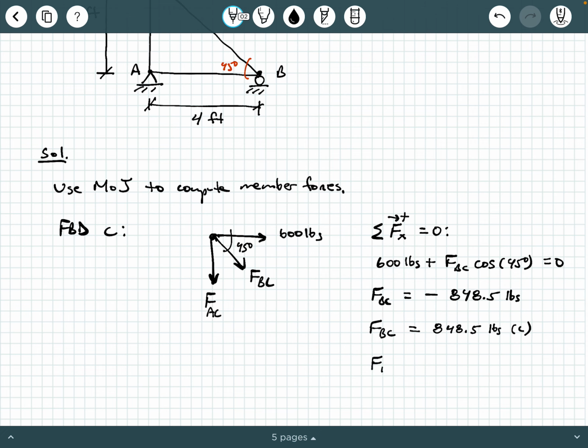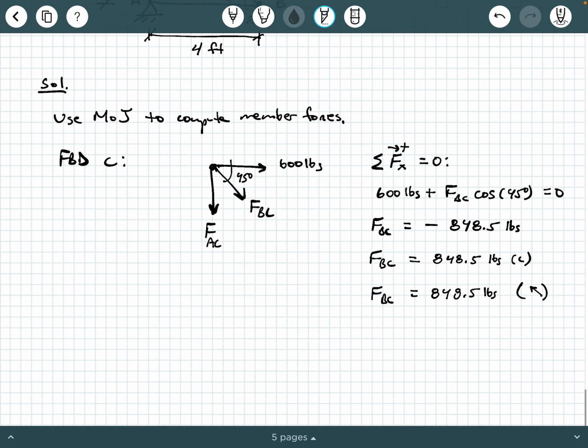You can also say that it means that that 848.5 pounds is actually pointing at the joint, okay? So in our free body diagram, we assumed it was pointing away from the joint. We did a calculation, it came out negative. So FBC is actually pointing at the joint, okay? So that's a nice little review of how we can think about this from method of joints.